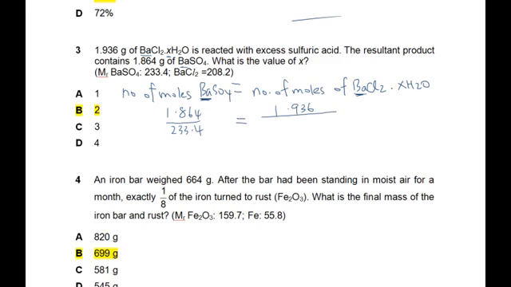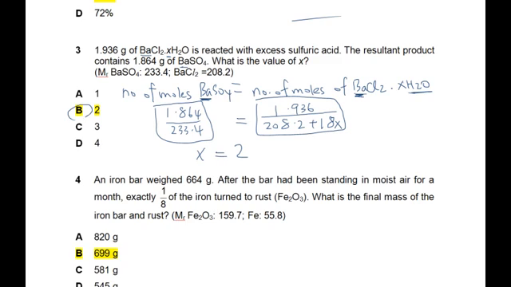1.936 over barium chloride, 208.2, plus I have some water here. Remember, I have some water here, so it's 18. I'm not sure of X, so I put an X here. And these two values must be equal, because, I say again, all the barium in the reaction must come from the barium in the barium chloride salt. This is a very simple equation to solve then. After you solve for X, you should get an X value of 2, which gives you option B.